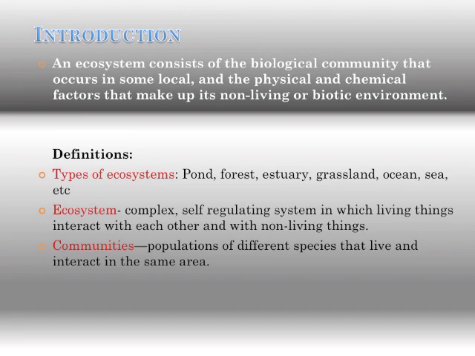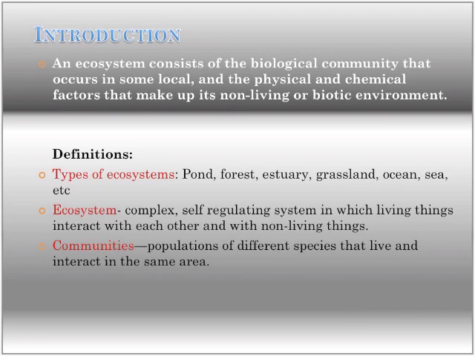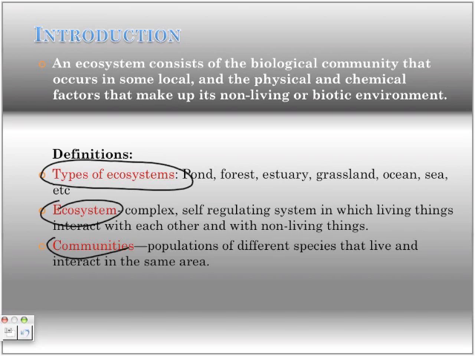So three important definitions would be types of ecosystems and communities. A type of ecosystem can be pond, forest, estuary, grassland, ocean, sea, and so on. An ecosystem is a complex, self-regulating system in which all living things interact with each other and with its non-living things. A community is a population of different species that live and interact in the same area.